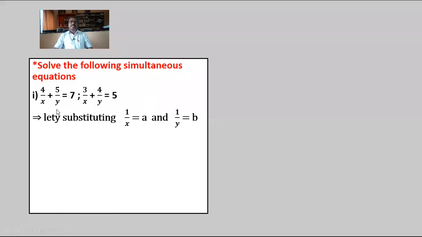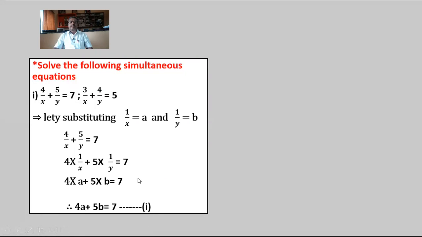First, we have to consider 1 upon x is equal to a and 1 upon y is equal to b. Here, given equation 4 upon x plus 5 upon y is equal to 7. This equation we can write as 4 multiply 1 upon x plus 5 multiply 1 upon y is equal to 7. 4 multiply a plus 5 multiply b is equal to 7. Therefore, we get equation 4a plus 5b is equal to 7.